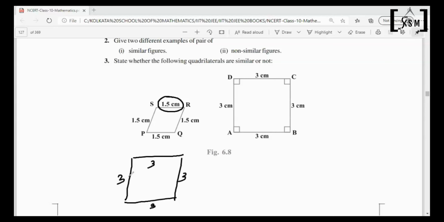So my point is that to check the similarity, only the side ratios do not decide. There are other factors also which decide, like an angle also, right? So till now what we have studied is the limited study of proportionality. So the answer for this is that this is a rhombus and this is a square. Even though their side ratios are equal, they are not similar. Make sense? Move on.